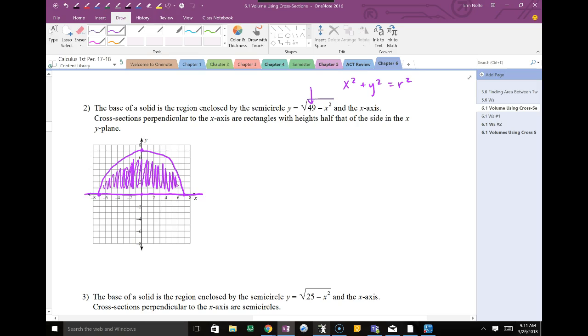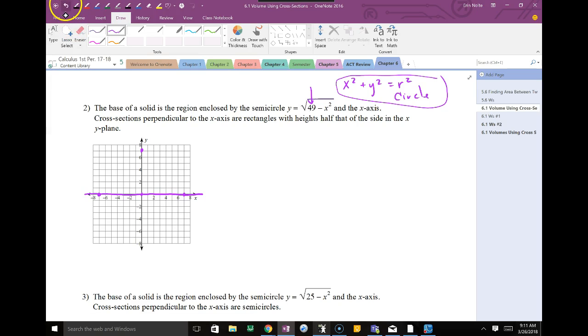Okay, you ready for the cross-section? What's part of the equation x squared plus y squared equals r squared? That's just the equation of a circle. But that's a semicircle, right? Well, this right here is a whole circle, but this is solving for y. So if I was going to have the whole piece, you'd have a positive and negative square root.